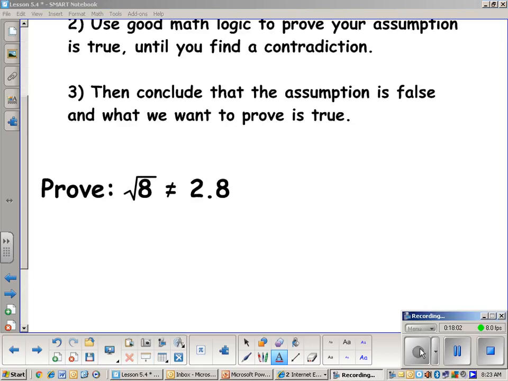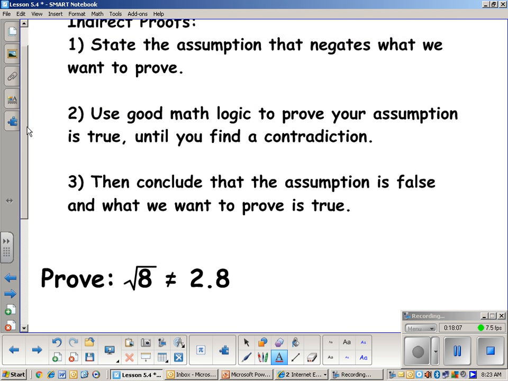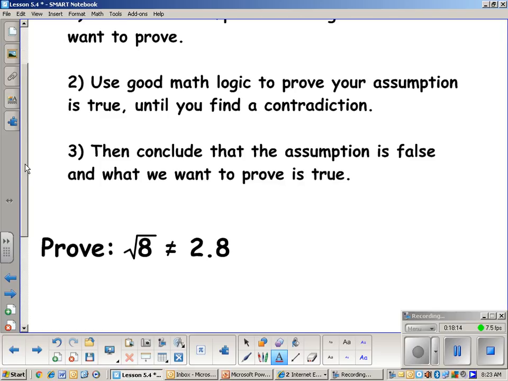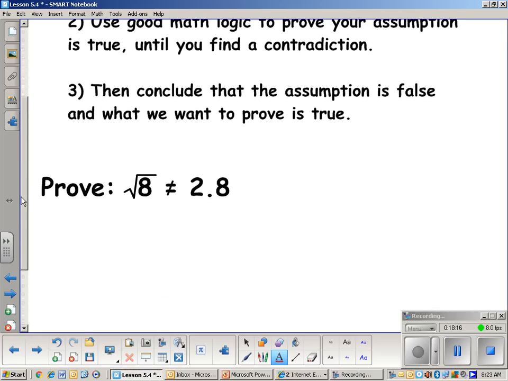So in the indirect proof, we write in paragraph form. Excuse me. Step 1 says state the assumption that negates what we want to prove. So we want to prove that square root of 8 is not equal to 2.8. Okay? So what would negate this statement? What would negate that statement? The statement says square root of 8 is not equal to 2.8. How do I negate that?